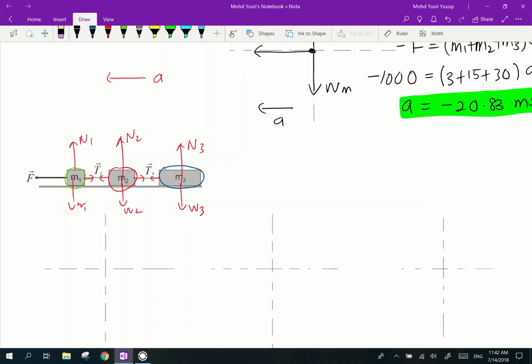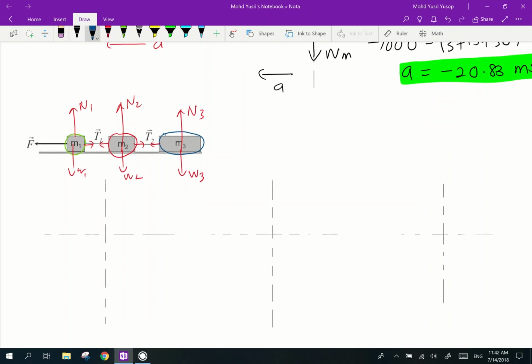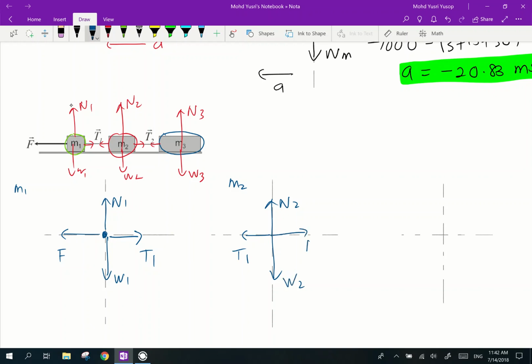Okay. Kalau kita lukiskan free body diagram bagi ketiga objek, sebenarnya kita dah lukiskan pada example 5, tetapi direction dia lain. So pada mass 1 kita ada F, and then N1, W1, tension 1. Pada mass 2 kita ada normal force 2, tension 1 juga, because tali yang sama. Okay, tali satu. And then weight 2, and then tension 2, tali yang kedua.